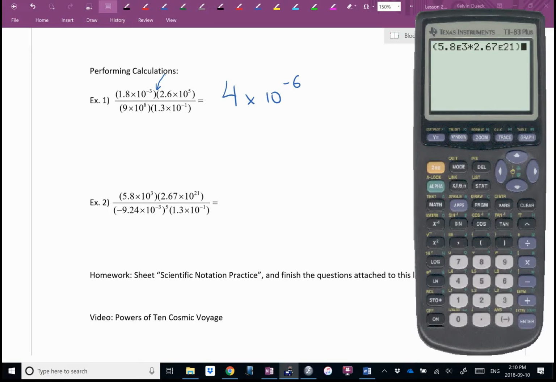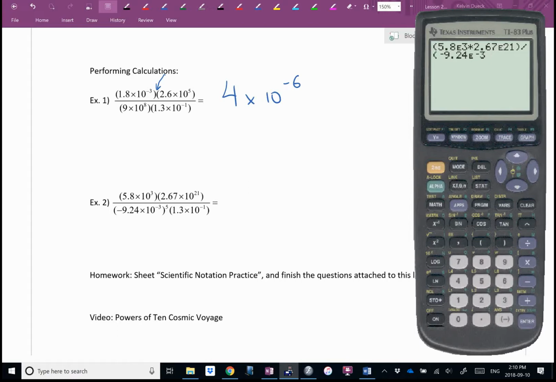What does a fraction mean? Divided by. Is there more than one thing on the bottom? Bracket. Oh, they got a negative. Make sure I use my negative button, not my minus sign button. That's a completely different operation. 9.24. Scientific notation, negative 3.